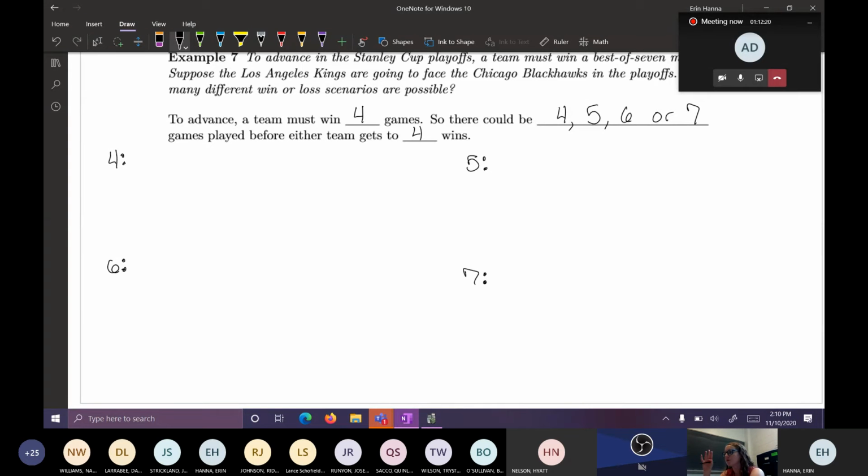Now remember, we have 2 different teams, and we have to take into consideration the fact that either one of them could advance. So essentially, the games could be that the Los Angeles Kings win. So let me do LA, LA, LA, LA. They could win all 4 of the first ones. Or the Chicago Blackhawks could win the first 4. So it could go either way. So technically in this case, the advancing team loses 0 games in the first 4 games.